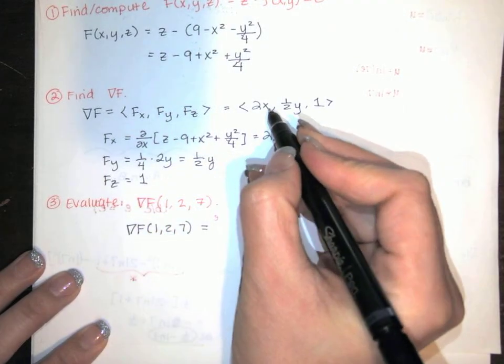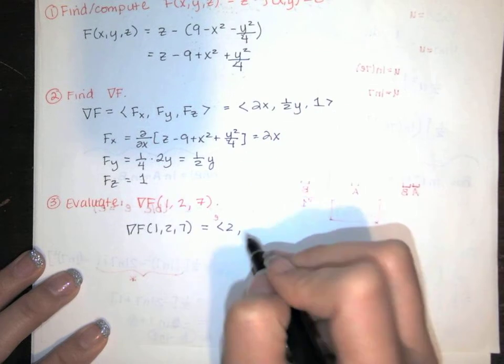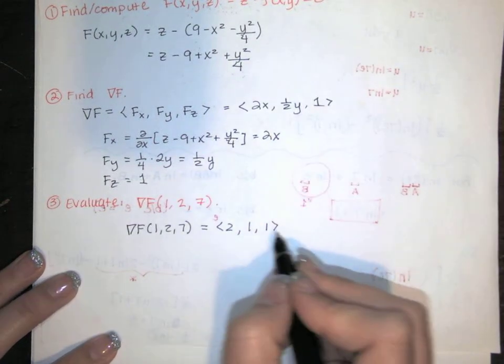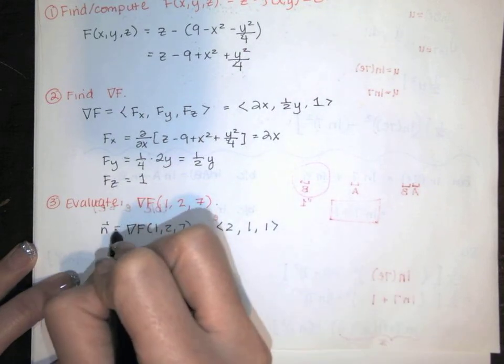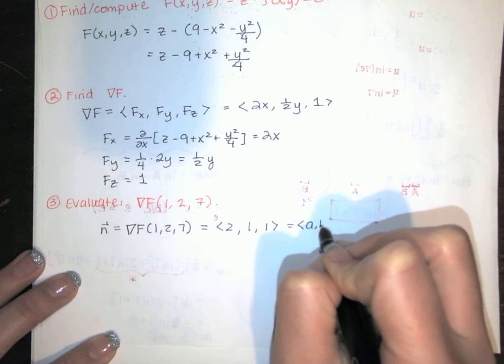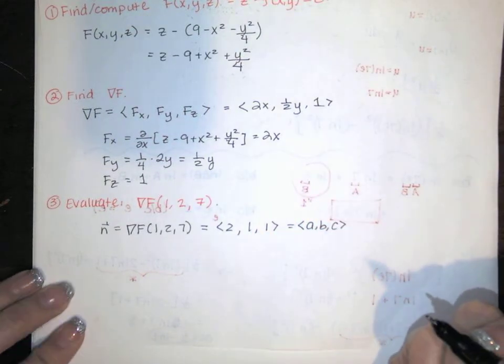If x equals 1, we get 2. If y equals 2, we have 1/2 times 2 is 1. And of course, we've got a 1 there. These are nice small integers, so that's a good choice for the normal. We're going to let the normal equal that. Those are the values of a, b, and c, the coefficients of our tangent plane.